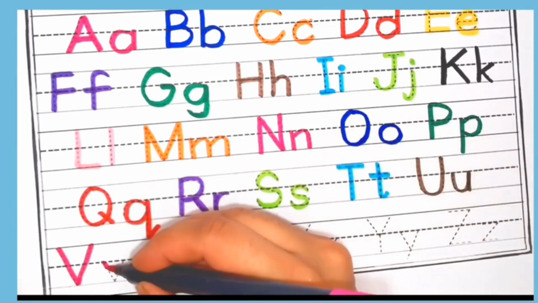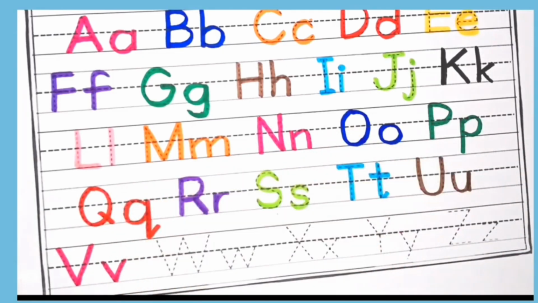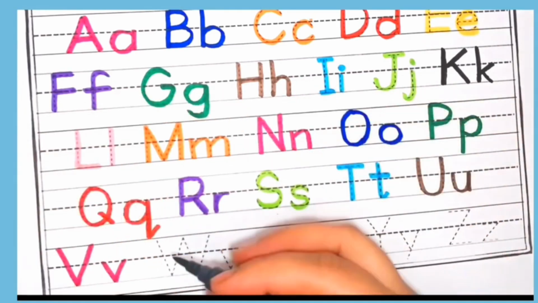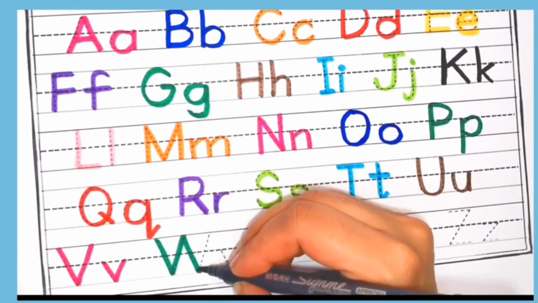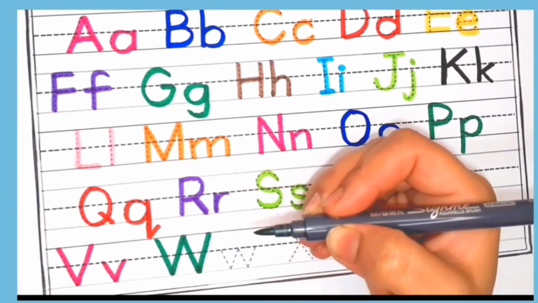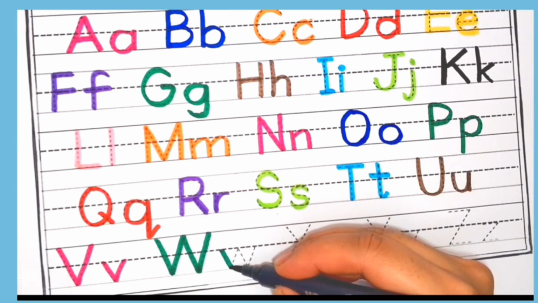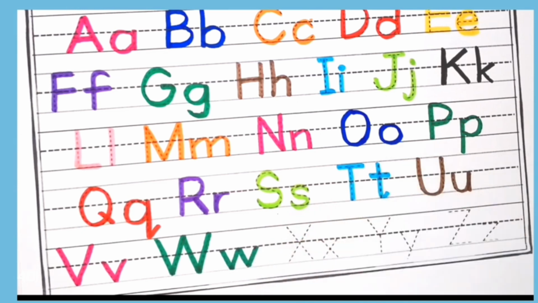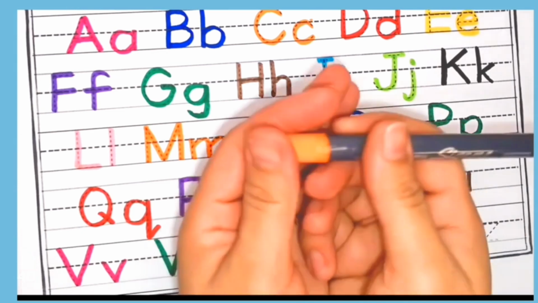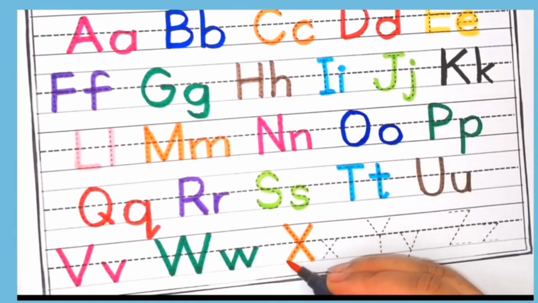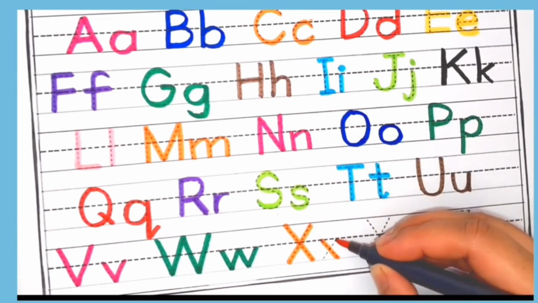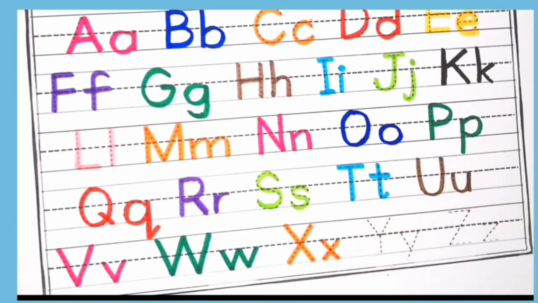Capital V, small v, V for van. Capital W, small w, W for watch. Capital X, small x, X for Xmas tree.